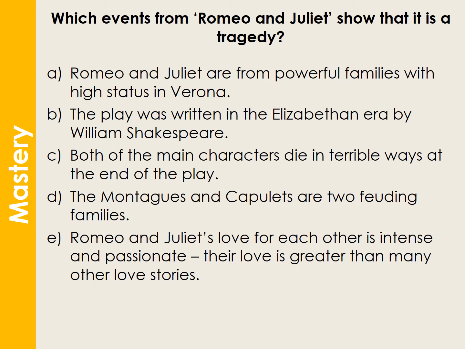Okay, to finish today's lesson, we're going to finish with our mastery statements. We've got 5 statements here. Which events from Romeo and Juliet show that it's a tragedy? A. Romeo and Juliet are from powerful families with high status in Verona. B. The play was written in the Elizabethan era by William Shakespeare. C. Both of the main characters die in terrible ways at the end of the play. D. The Montagues and Capulets are 2 feuding families. E. Romeo and Juliet's love for each other is intense and passionate. Their love is greater than many other love stories.